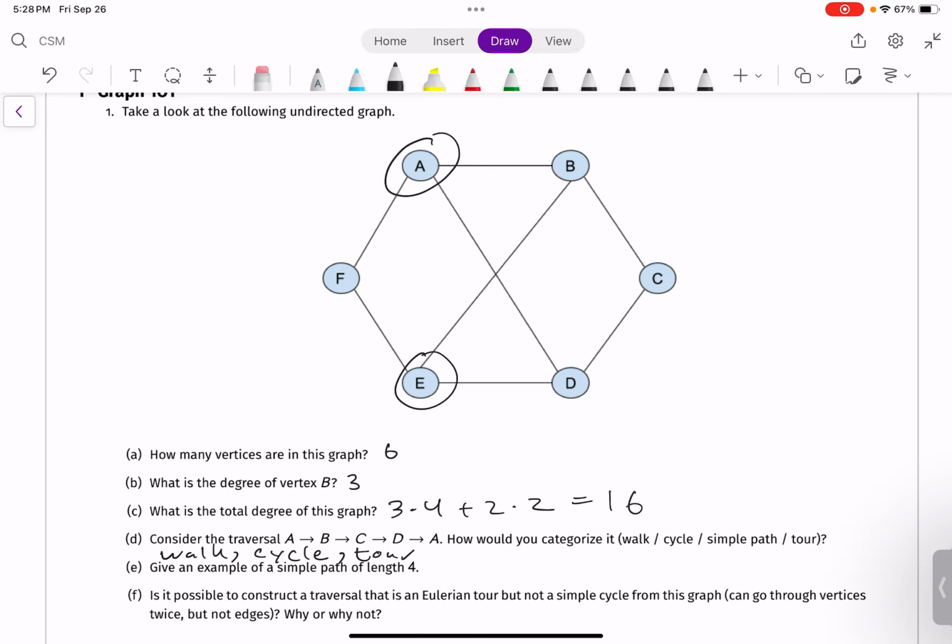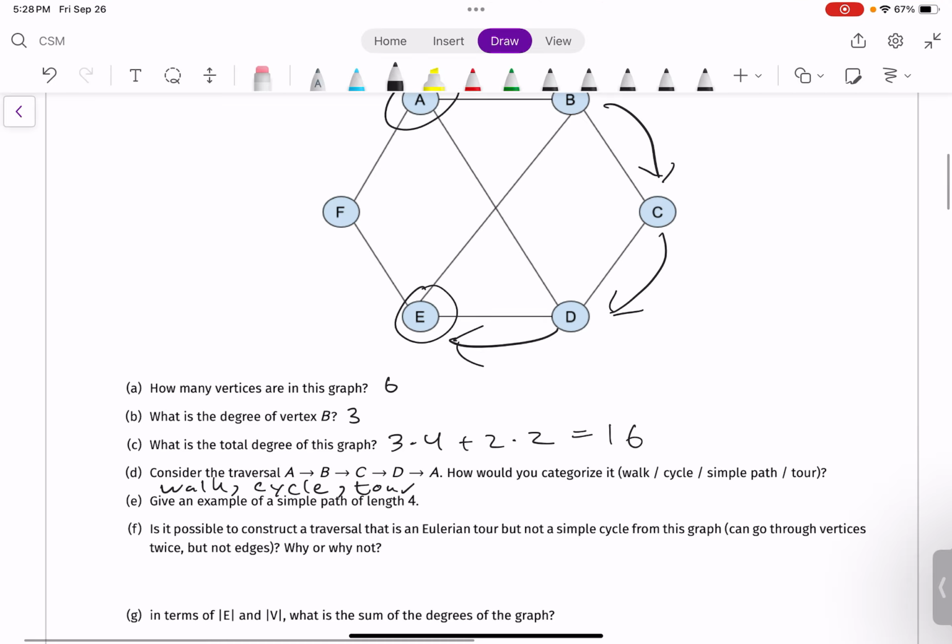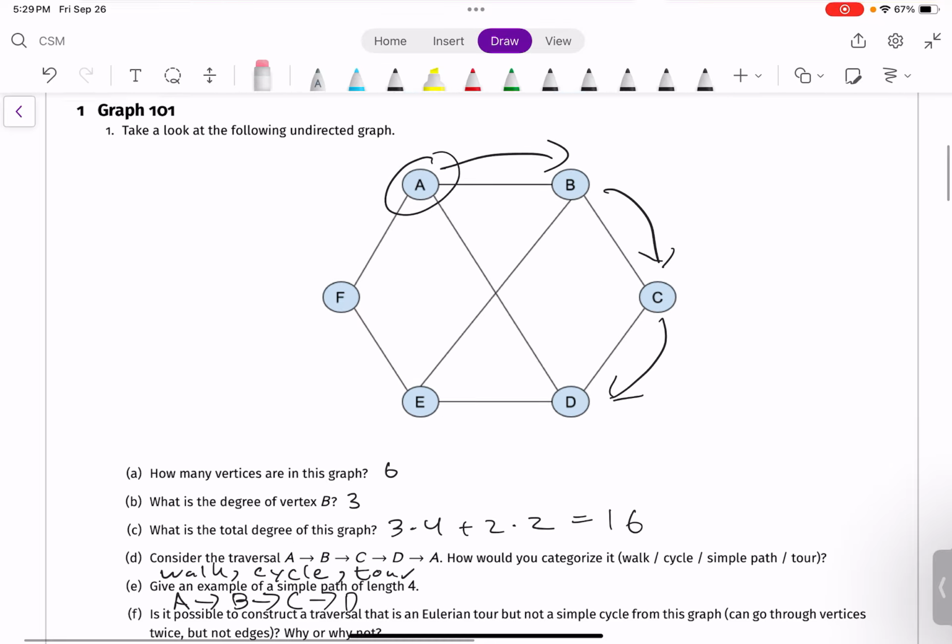So what's an example of a simple path of length 4? Well, we can go from A to B, then to C, then to D, and then to E, right? And on this path, we don't repeat any edges or vertices. So that's one example. Actually, that's a path of length 5. So if we remove E, there are many examples of such paths. For example, you could have said A to F to E to D. Any simple path of length 4 would work.